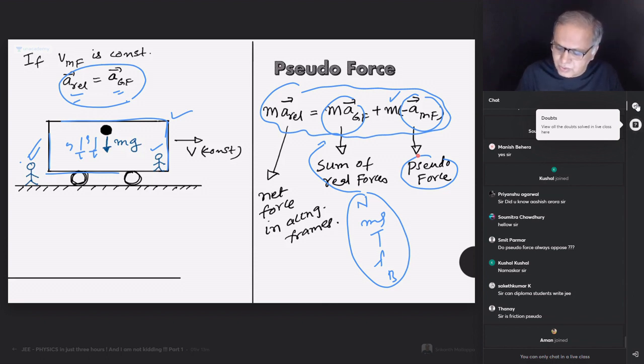No, friction is not pseudo. Not at all. Friction is a real force, children. Here I wrote friction, tension, weight, N, force of buoyancy, all that.